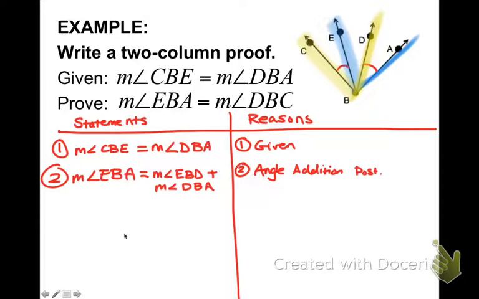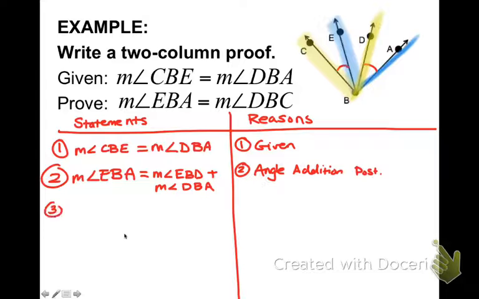Okay, so now I did get the measure of angle EBA into my proof, which is good because I need it to be there, because somewhere down here I'm going to need to say that this is equal to DBC. Well, I don't have DBC in my proof yet, so I need to introduce it. Whenever I need to introduce something, I'm probably going to be using either angle addition or segment addition. Well, let's do the same thing, but do it for DBC.